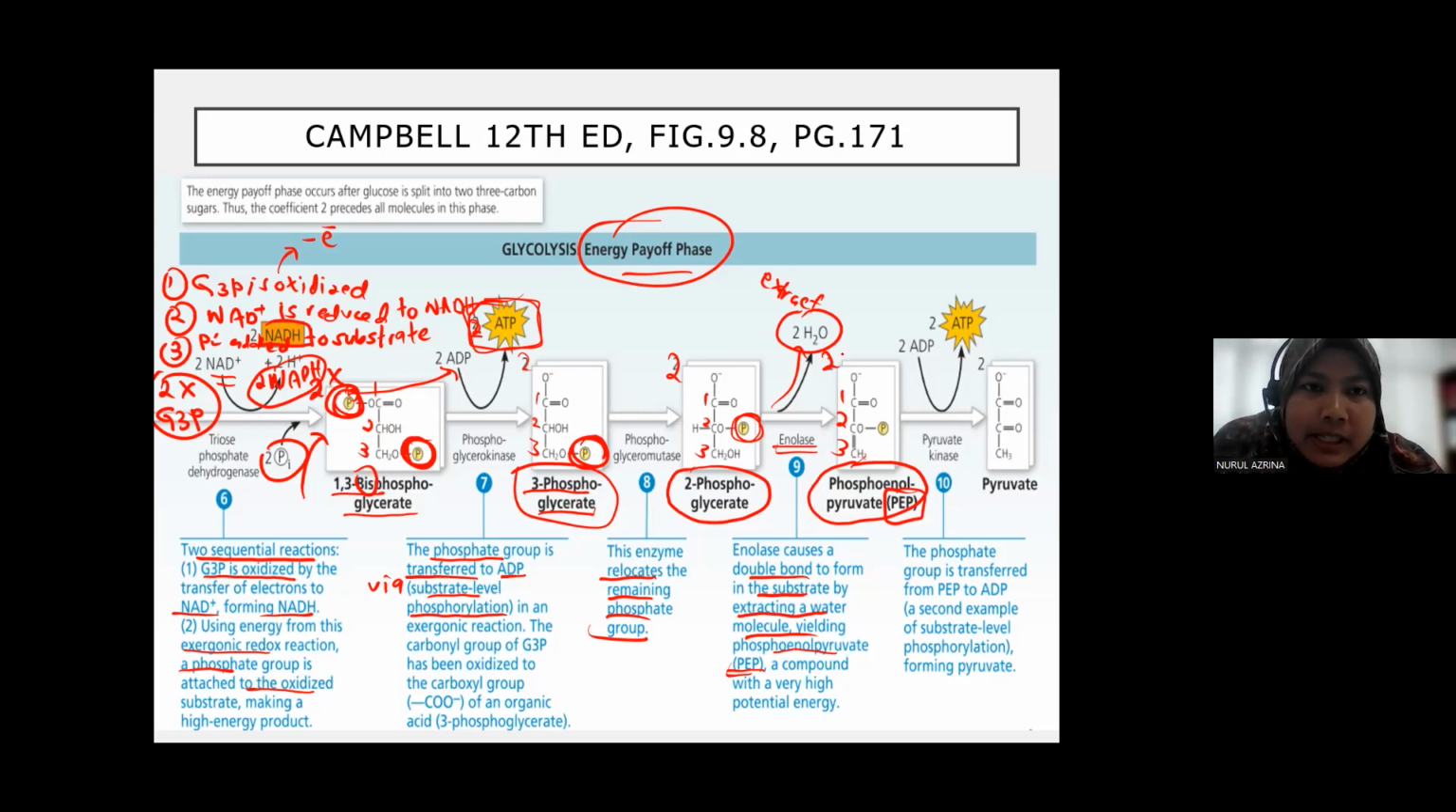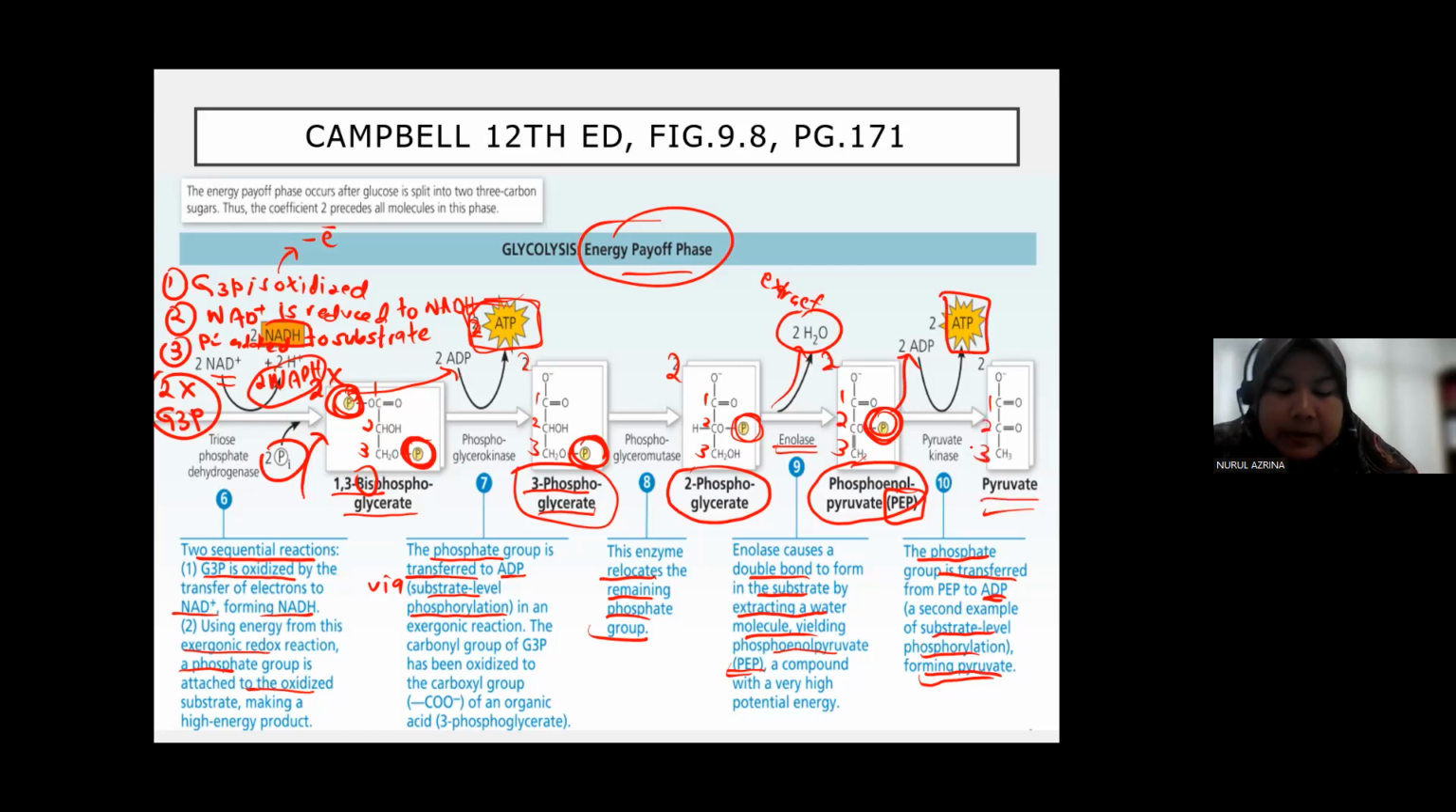So the last step of glycolysis is that the phosphate group from PEP will be transferred to ADP again via substrate level phosphorylation, forming pyruvate. So nampak tak kat sini? Phosphate from PEP is transferred to ADP to form ATP via substrate level phosphorylation. Now, what is our end product? Our end product is pyruvate, 1 carbon, 2 carbon, 3 carbon.